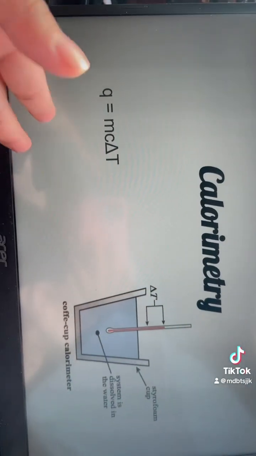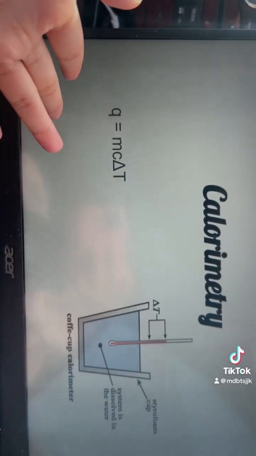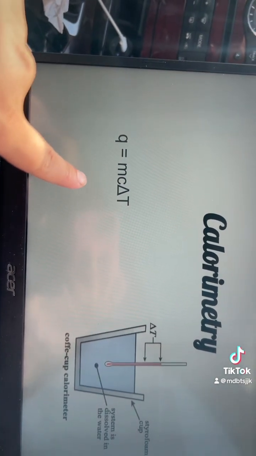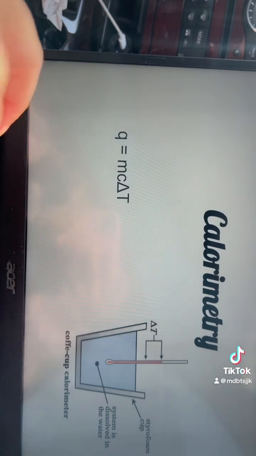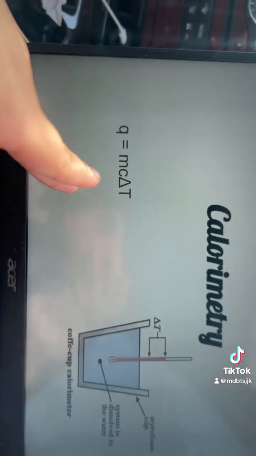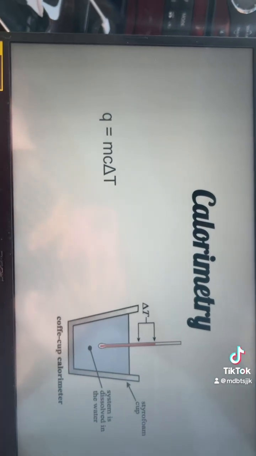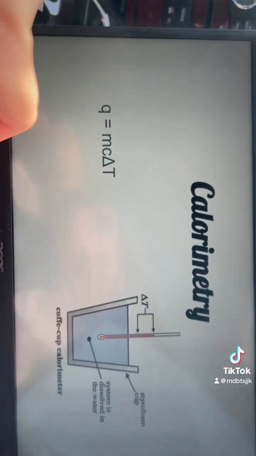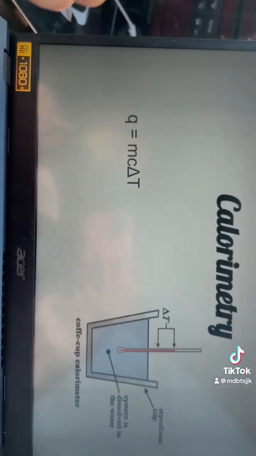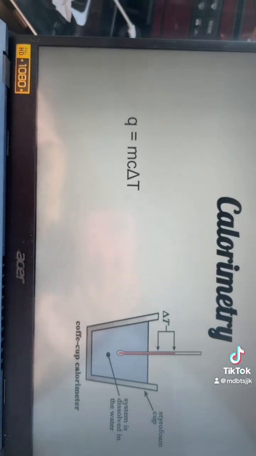Calorimetry. Calorimetry is how we measure heat energy. The formula is q = m c ΔT, where q is heat energy, m is mass, c is specific heat, and the triangle with the T, ΔT, is temperature change. For example, if we heat 100 grams of water from 20 degrees Celsius to 60 degrees Celsius, we can calculate how much energy is absorbed.